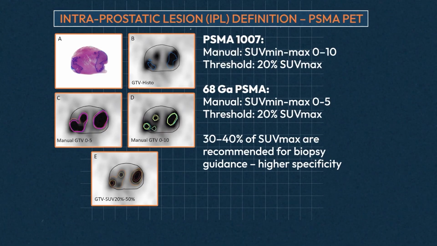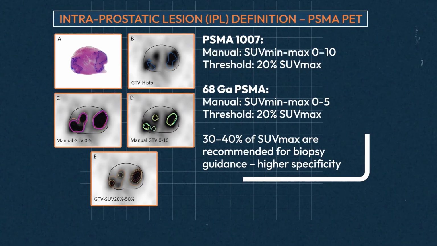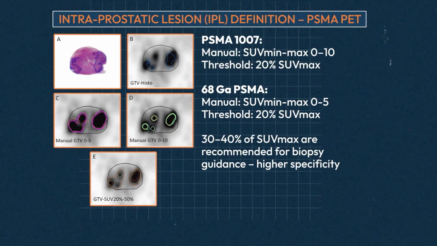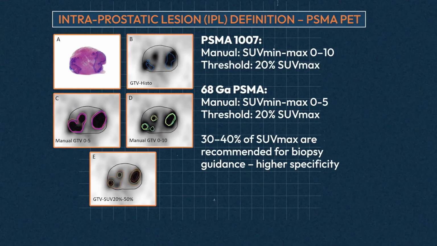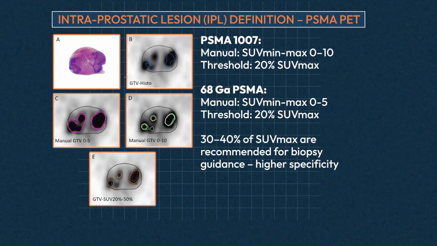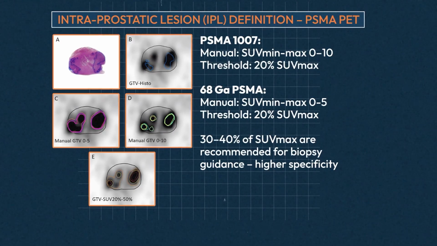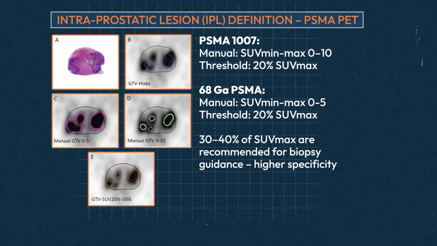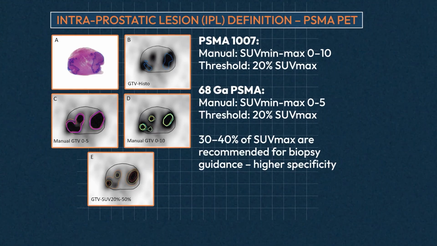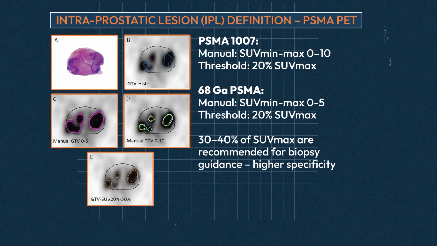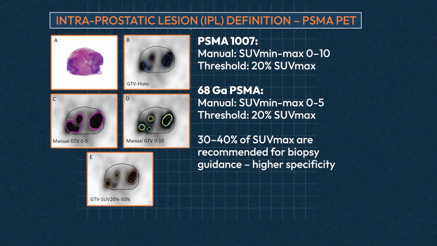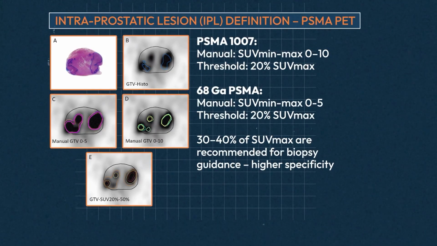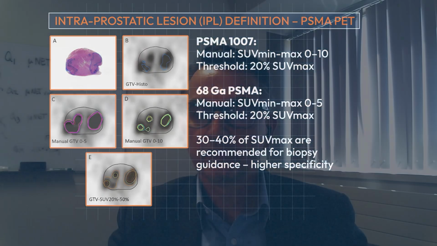If you restrict the SUV max to a higher value, say 30 to 40%, that's going to delineate a smaller volume. And what has been found in these studies is that if you are doing a diagnostic test like a biopsy, you might want to increase your specificity. So if you're going to biopsy something, you want to know that you have a high chance of biopsying actual cancer that's there. So they recommend a higher SUV max for diagnostic interventions like biopsy, so 30 to 40%.